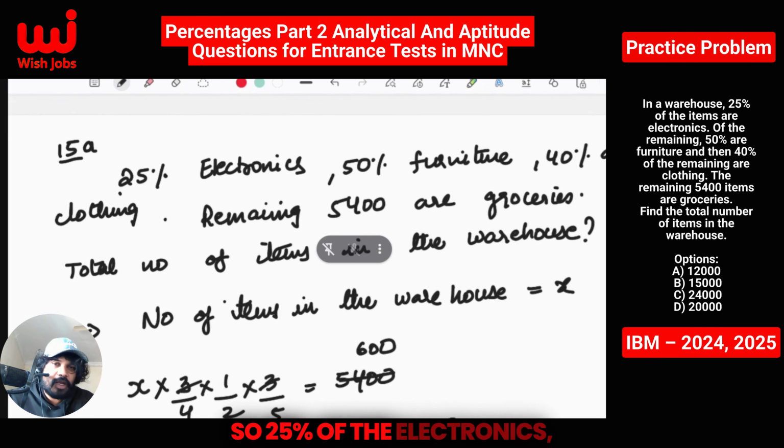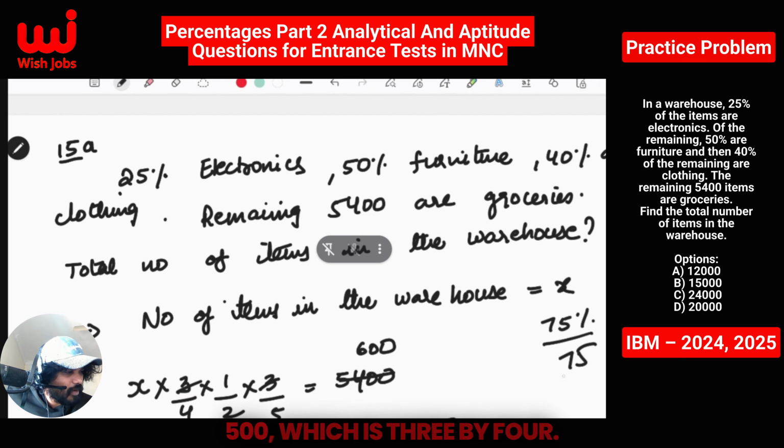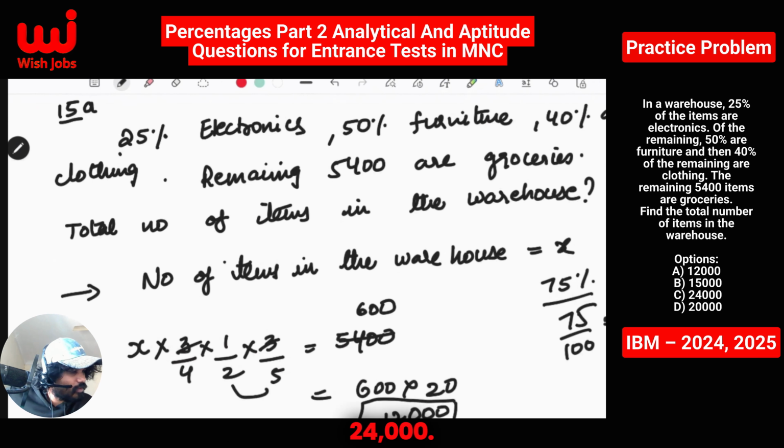So 25% of the electronics, that means 75% remains. See, that's why you should know how to convert percentages into fractions. That is the first thing, right? So 75%, you can write it as 75 by 100, which is 3 by 4. Yeah, I got it. 24,000. Excellent. 24,000.